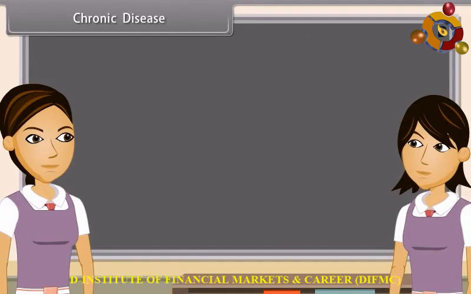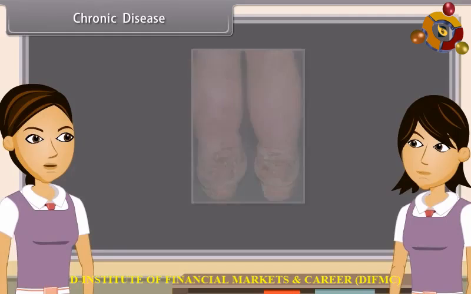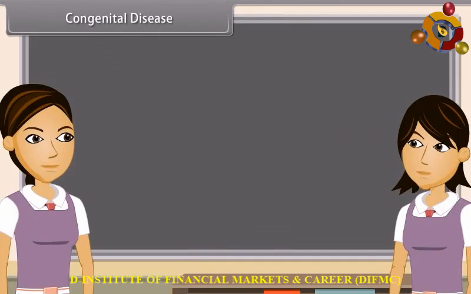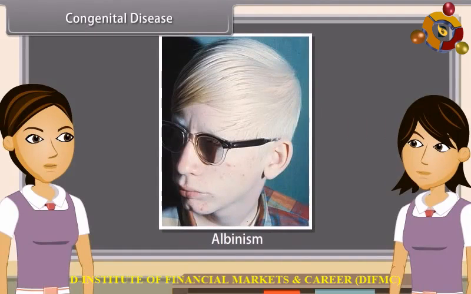Chronic disease. And chronic diseases are those diseases whose symptoms last for months or years. Example, elephantiasis, tuberculosis, etc. Congenital disease. Congenital diseases are those which are present since birth. Example, albinism, hemophilia.